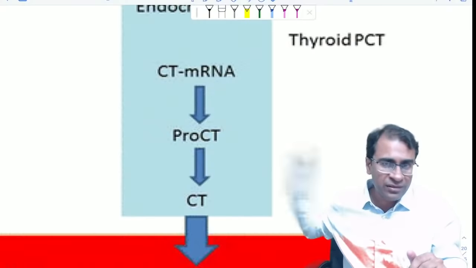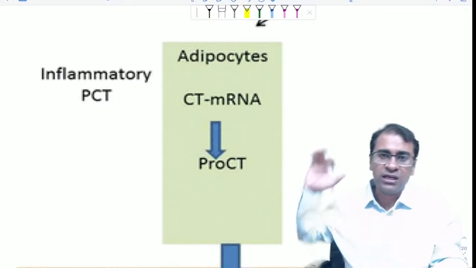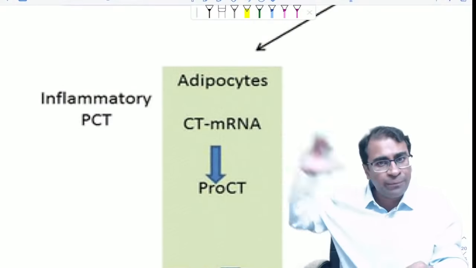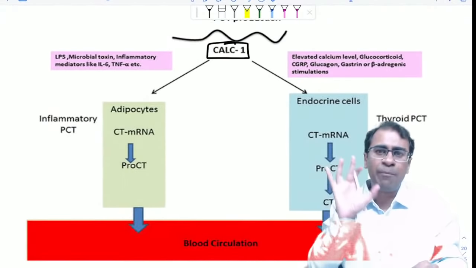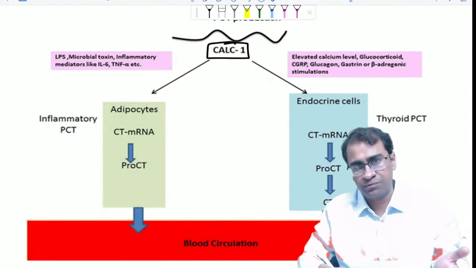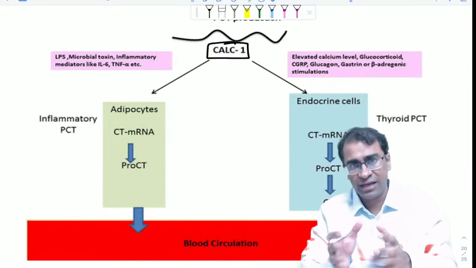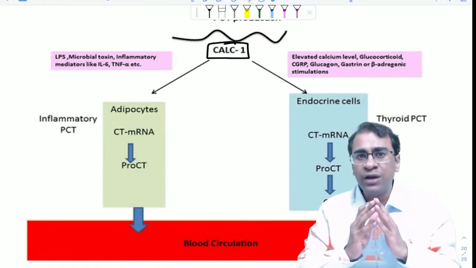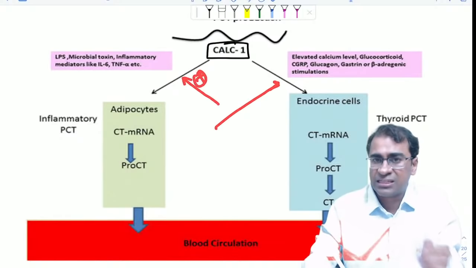But if you compare this to what happens in adipocytes, the procalcitonin will not convert to calcitonin and the procalcitonin will come into blood. Now, in 99.9% of cases, the procal comes out as calcitonin. But when the patient has an inflammation by bacteria, the bacterial polysaccharides are the ones which will not allow this phenomenon and start increasing the other pathway, especially in the adipocytes.